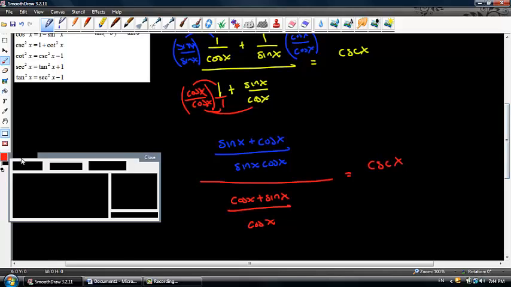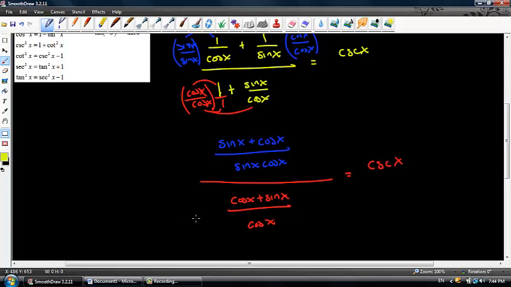Okay. From here, what I can do is back this thing up to the top and flip it, because in a complex fraction, it's the top fraction being multiplied by the reciprocal of the bottom fraction. Okay, so now what do I got here? I've got a cosine x plus a sine x up top, and a cosine x plus sine x on bottom. They can cancel each other out.